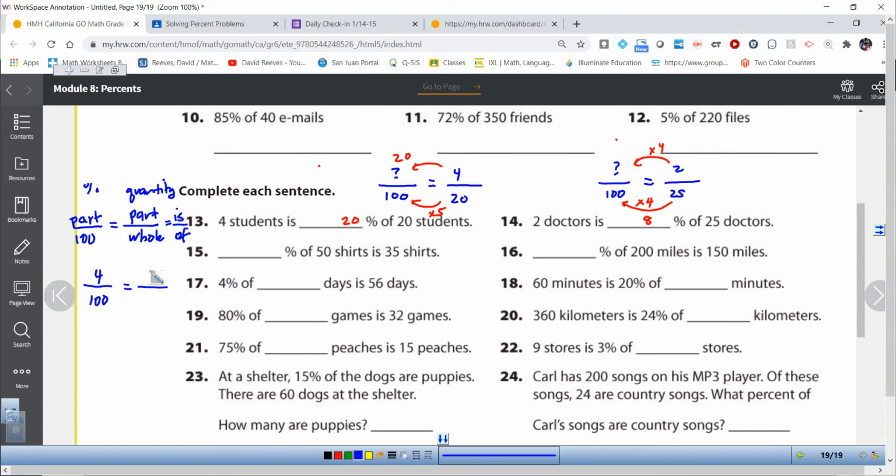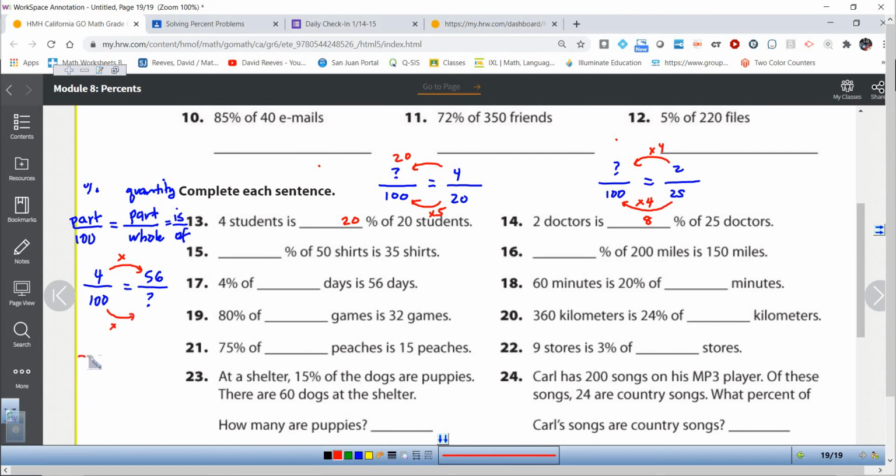Here's our is, 56 days of what, right? This is our whole right here. This is the one we don't know. 4% of the entire amount is 56 days. 4% is 4 out of 100. We want to know 56 out of 100. Okay, so we need that equivalency factor. What do I multiply by 4 to get 56?